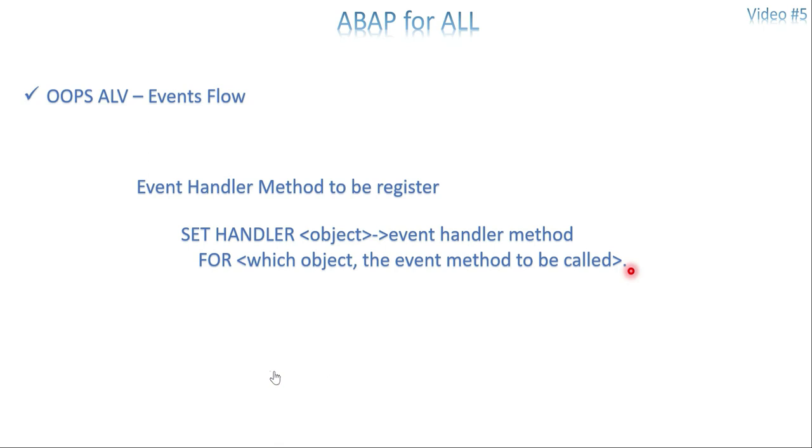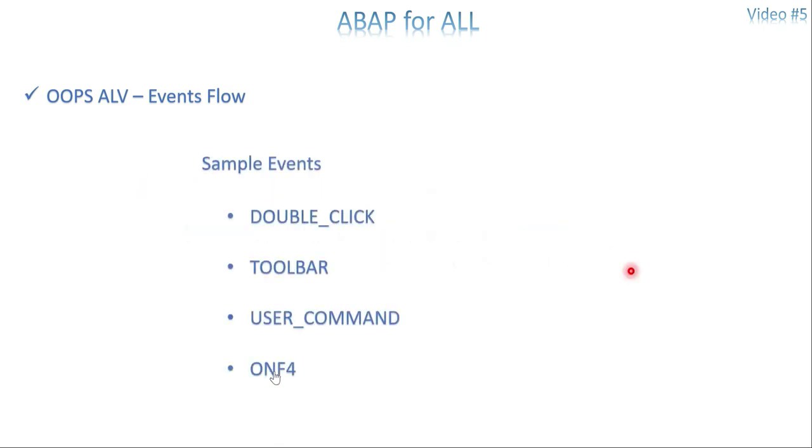Okay, what next? The sample events we are going to see in today's session are double click and toolbar. Toolbar is nothing but adding a custom button in the object oriented ALV toolbar. That is also done with events. Then user command, and on F4. Here you see double click, user command, and on F4, just for reference. These three events are triggered after an event happens. I can say PAI. If anything happens, these events are triggered.